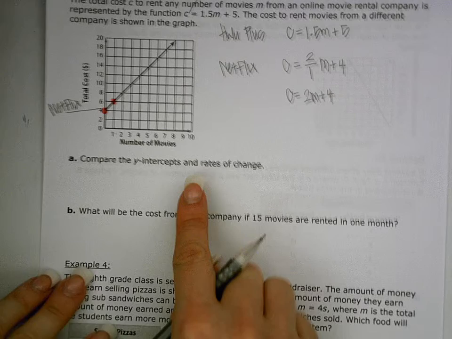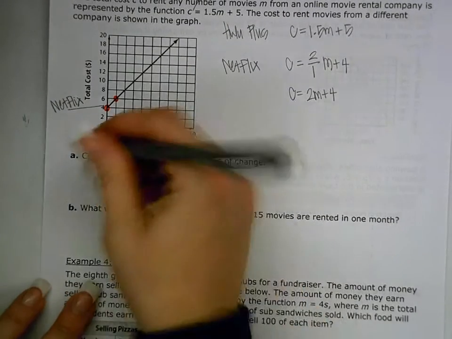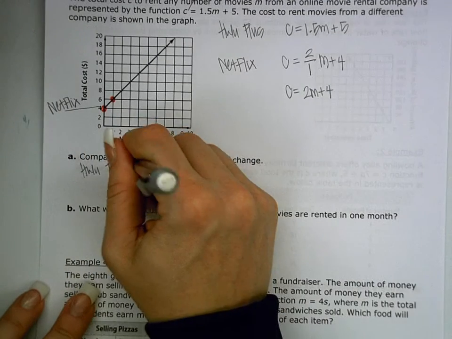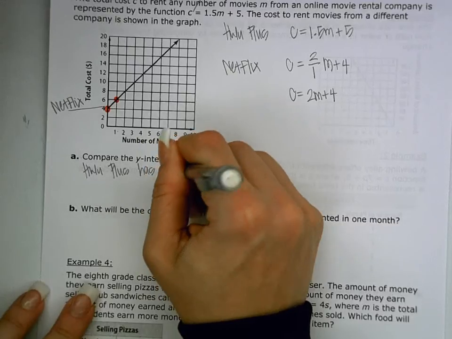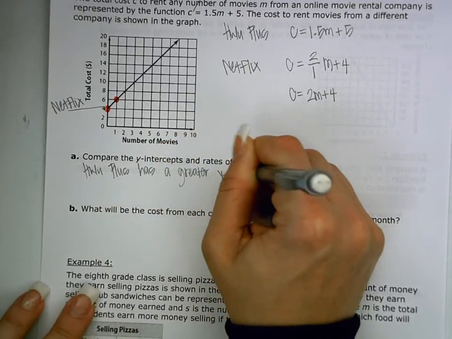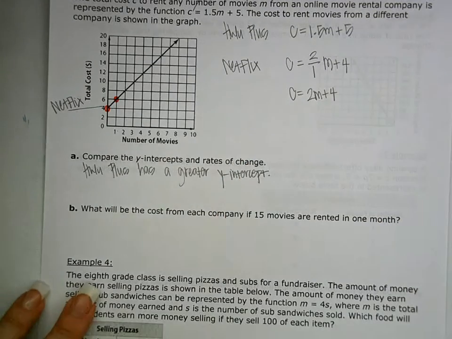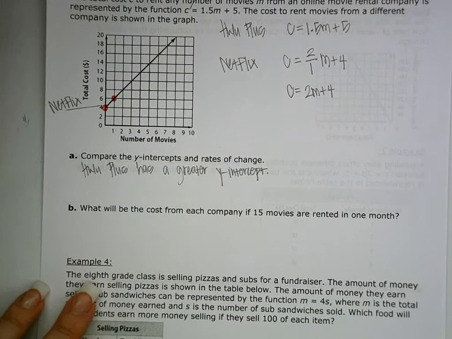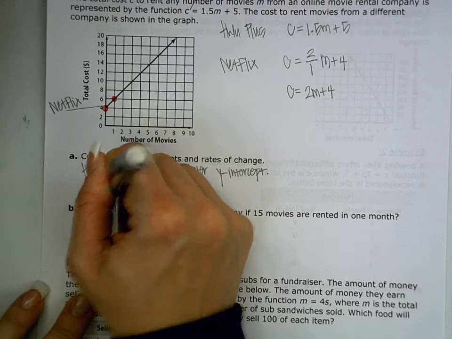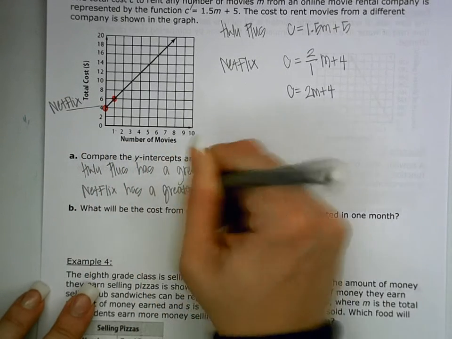So here, if I want to compare the y-intercepts and rates of change, which one has a greater y-intercept? We're going to say Hulu Plus has a greater y-intercept. Okay, what about the slopes or rate of change? Which one has a greater rate of change? Netflix. Okay, Netflix has a greater rate of change.